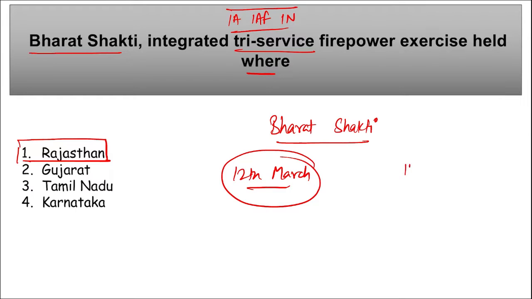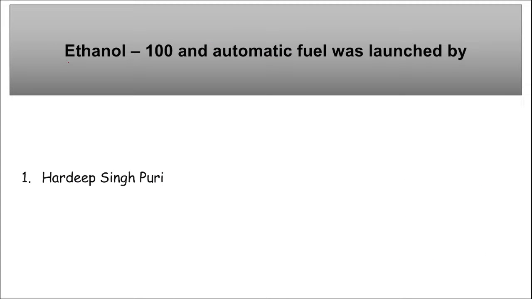Then from the Indian Army, we saw the participation of T-90 tanks, Arjun tanks, the Akash weapon system, right, and Advanced Light Helicopter and so on. Even the Pinaka rocket system was showcased here. Then from the Indian Navy we saw the participation of naval anti-ship missiles, autonomous cargo carrying aerial vehicles, and so on. And from the Indian Air Force, we saw the participation of Tejas, Mark 4 Dhruv and Prachand helicopters. Ethanol 100, an automatic fuel, was launched by whom?